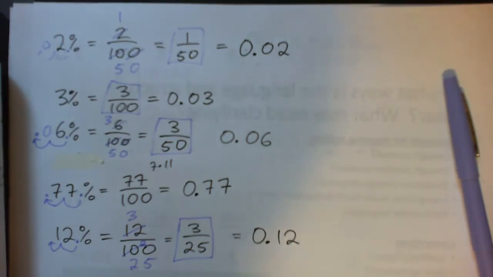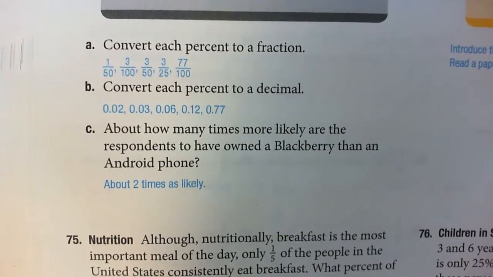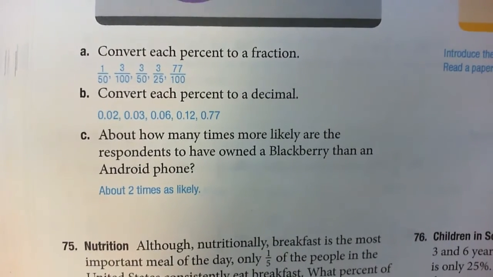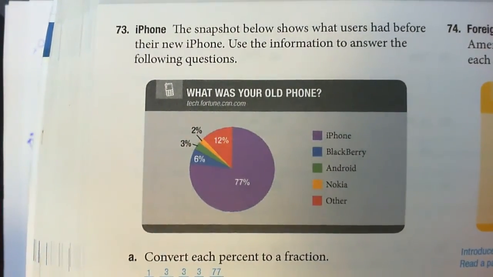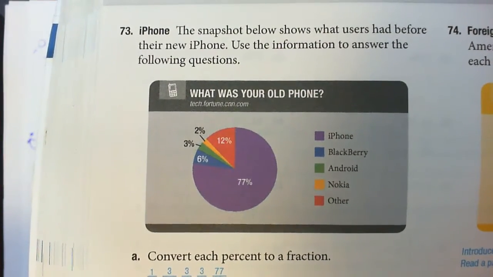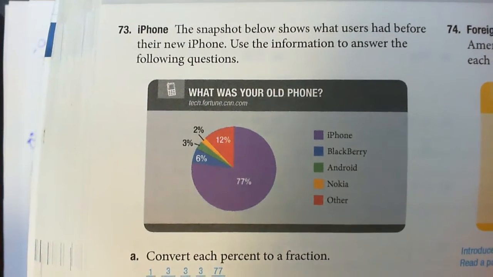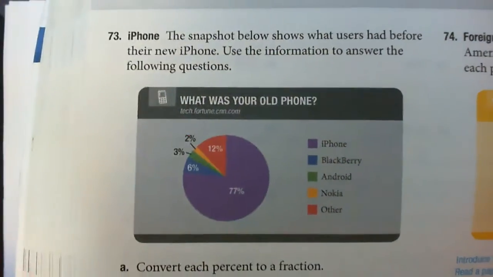So the last part is part C there, and the question is, let me just make it so you can see that on the screen. About how many times more likely are the respondents to have owned a BlackBerry than an Android phone, okay? So the BlackBerry was the 6%, right? And the Android was 3%. So we want to figure out, okay, how many times bigger is 6% than 3%, basically, right?